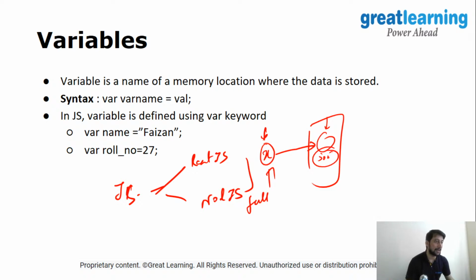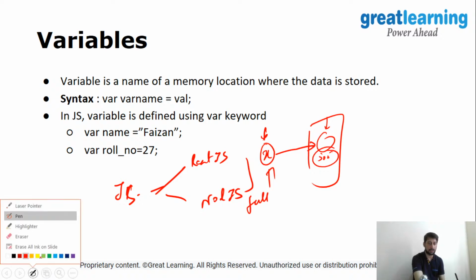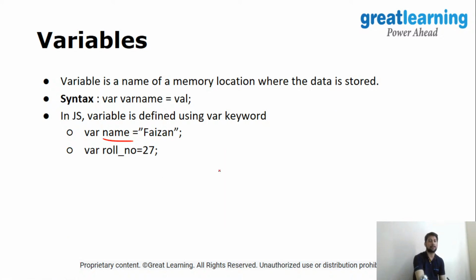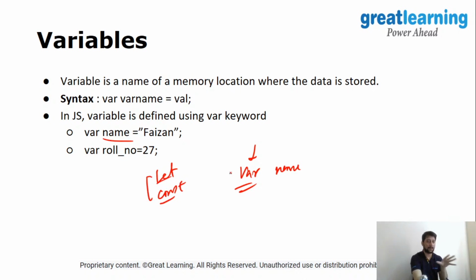Inside a variable, can we use a string? If you're talking about this scenario here, let me clear my screen. I'm creating a variable called name. This is the syntax: you write the var keyword. You can also go for let and const, but we will not be dealing with those right now for this session.